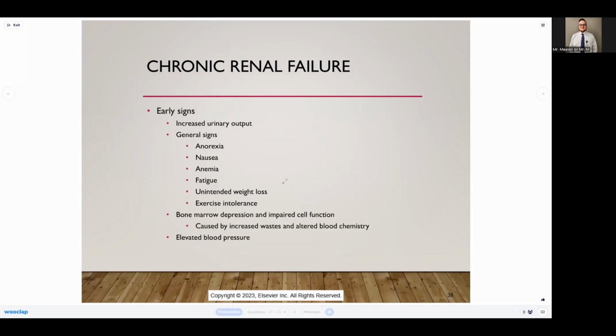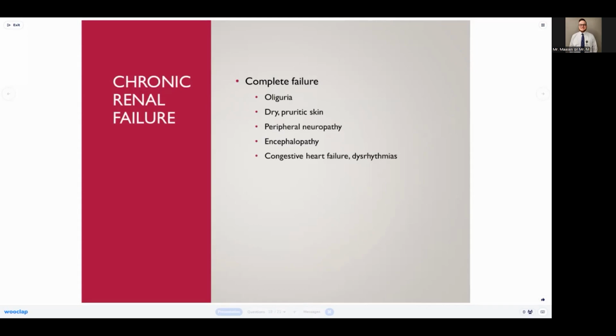So again, this talks about early signs: nausea, anemia, fatigue, elevated blood pressure. In later stages of renal failure, you're going to start to see oliguria, dry skin, and some neuropathy. Encephalopathy is basically related to confusion, a metabolic confusion, just delirium. It could also affect the heart. The heart is trying to pump so hard to get blood flow to the kidneys that aren't working that the heart starts to fail.